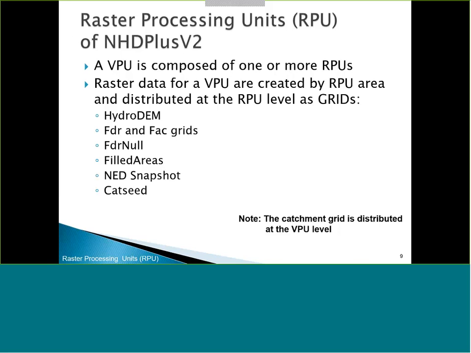These products include the HydroDem, the FDR and FAC grids, which are the flow direction and flow accumulation grids, the FDR null grid, which I'll describe in a later session, filled area grids, the NED snapshot, and the cat seed. As mentioned before, the NHD Plus catchment grid is the only grid or raster that's distributed at the VPU level. It's one whole file for the VPU and distributed at that level.